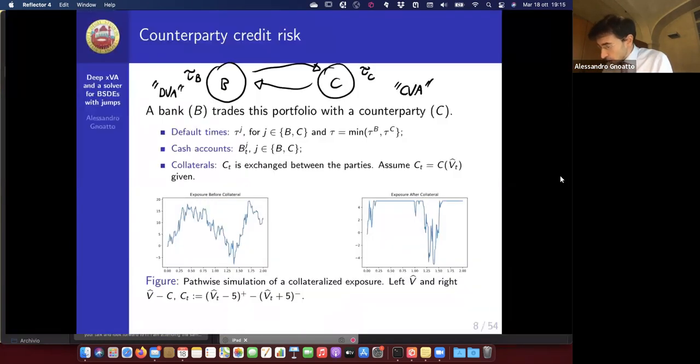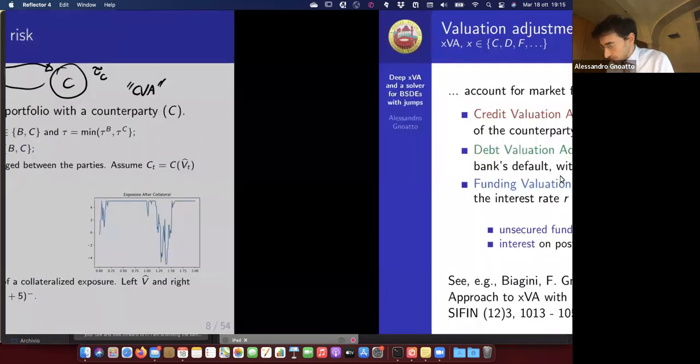So in these two plots here that I have, you see the difference between one single path of the exposure, for example, of a portfolio, and you see here the effect of exchanging collateral according to this rule that you have here below. So essentially what you obtain is once you subtract the collateral, you reduce the amount of your exposure so that your overall risk is reduced.